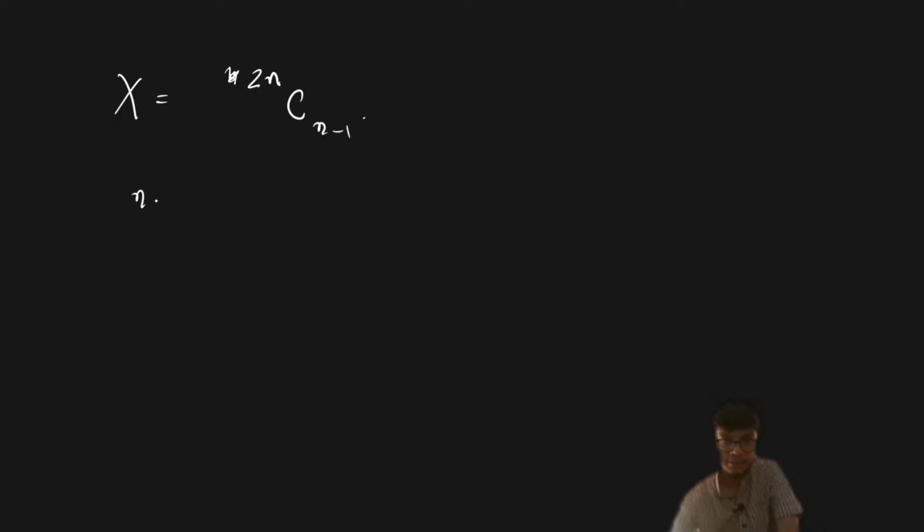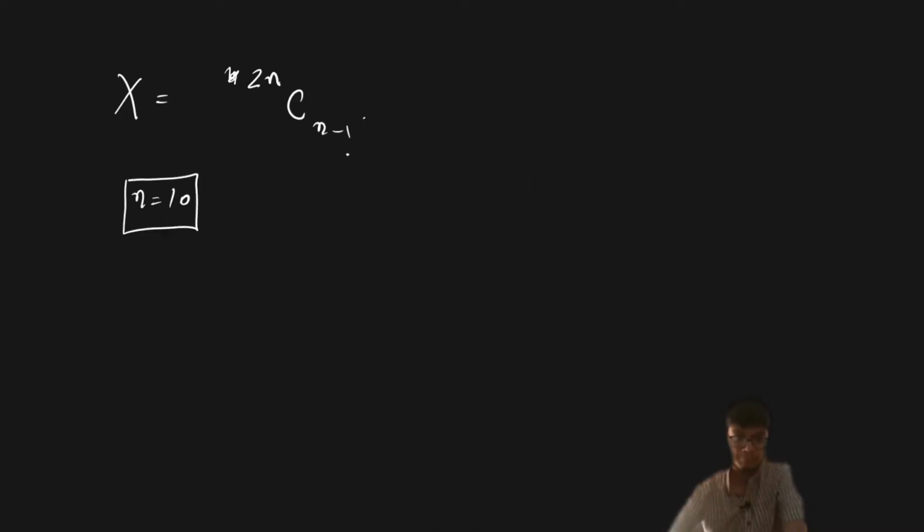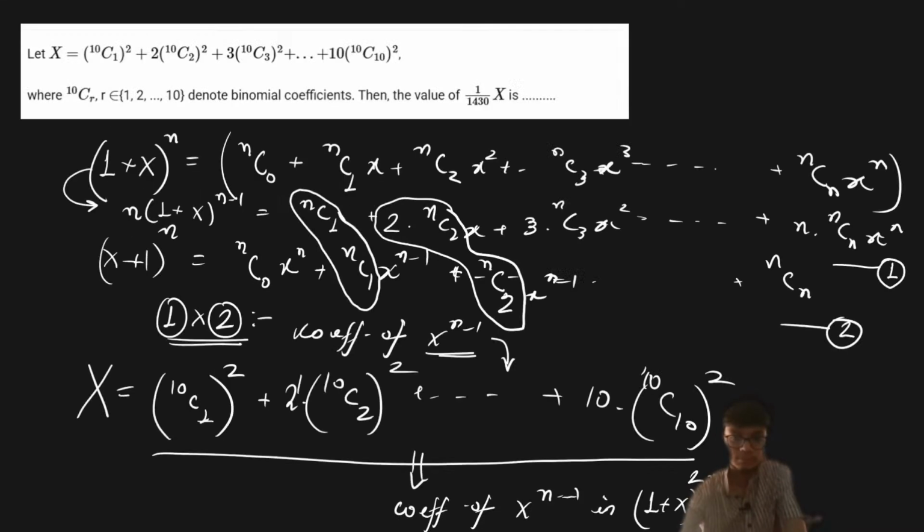Now interestingly, in this case your n is equal to 10. If you look at the options, like 10C1, 10C2, there your n is equal to 10. So similarly, you will get the value, which is basically 20C9. Let me check if I'm not wrong anywhere. Just let me check again.